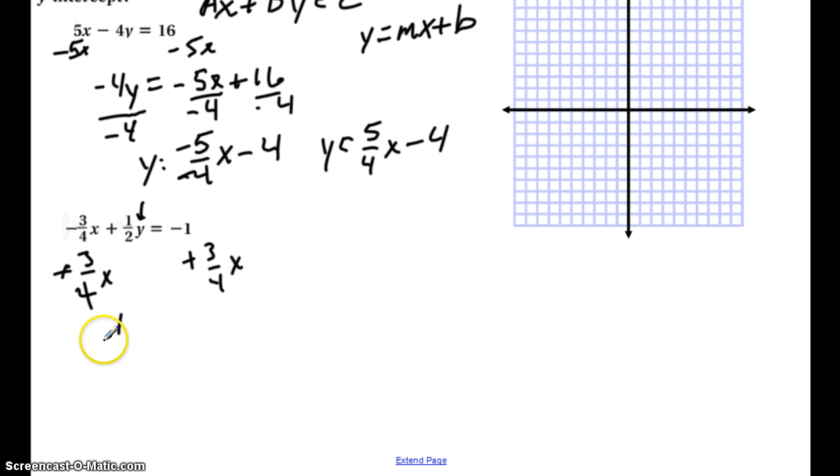And we're left with 1/2 y equals 3/4 x minus 1. Last step is to get rid of this 1/2, and you all recall that we're going to multiply by the reciprocal of 1/2, which is 2/1, and we're going to multiply that on both sides.